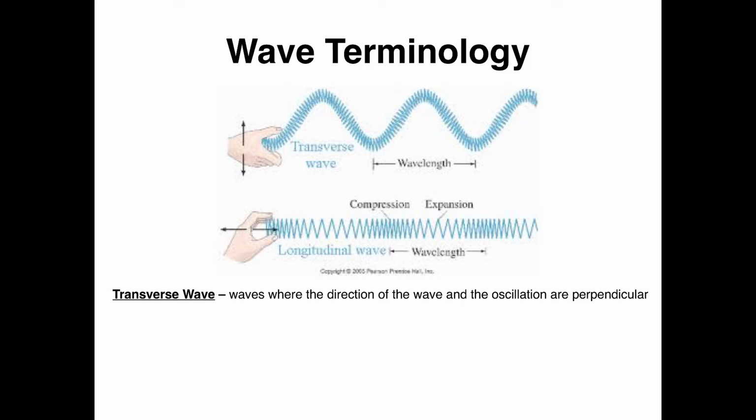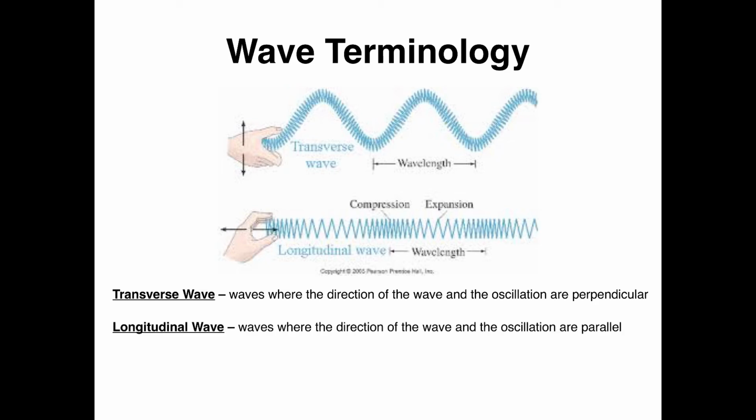So that is a transverse wave, and in that system, the peak or the crest is the top of that wave train and the trough is the bottom. Now a longitudinal wave, on the other hand, is pictured below that, and it's where the oscillation and the direction of the wave motion are parallel. So you see that there are compressions and rarefactions, and those are in the same direction as the direction that the wave is moving.